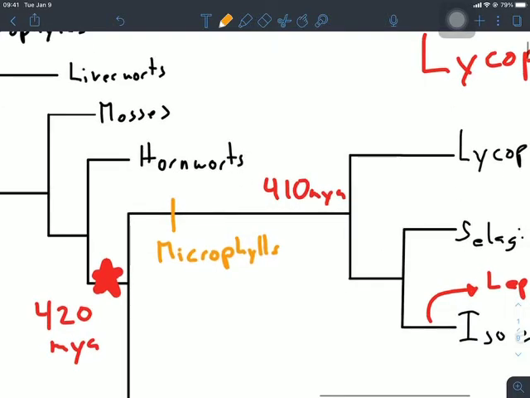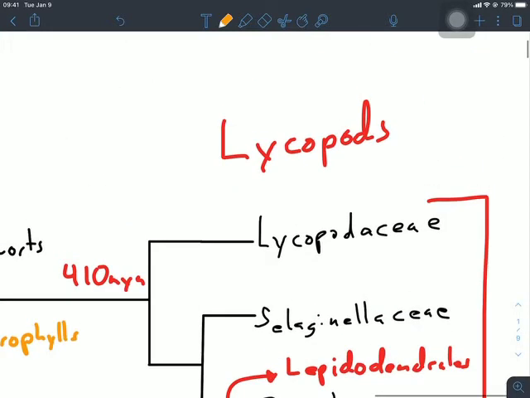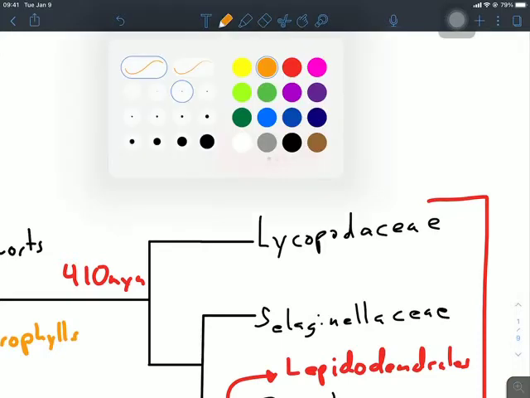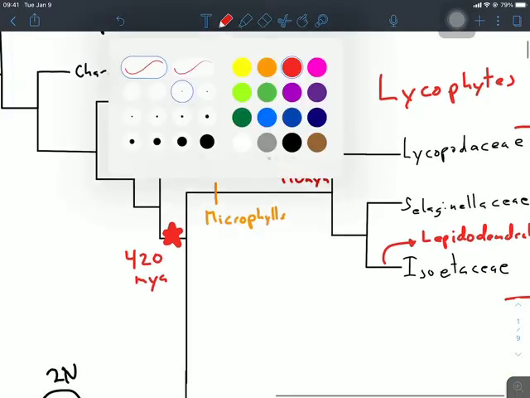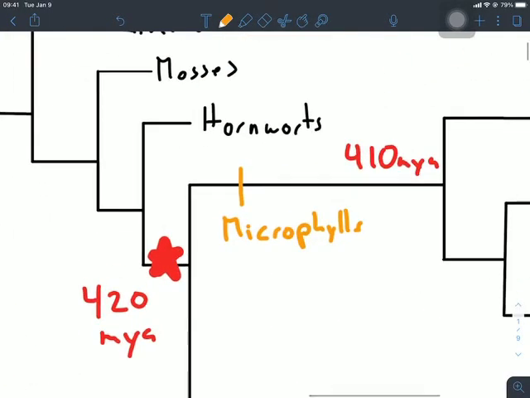We get differences in where the spore-making structures are, and all of our lycopods, the lycophytes. Oh, let's go ahead and switch that. I should say lycophytes, which is the lycopod-like plants. Oops. Sorry for that, y'all. All of our lycophytes differ from all of the megaphyll-bearing plants in the location of their sporangia.